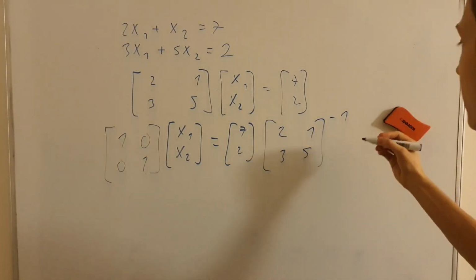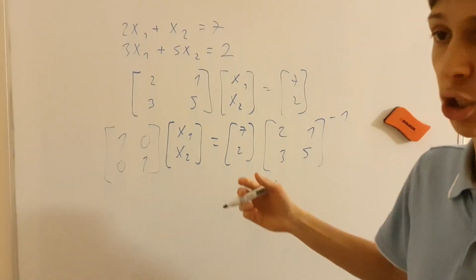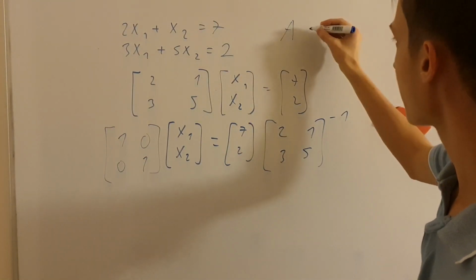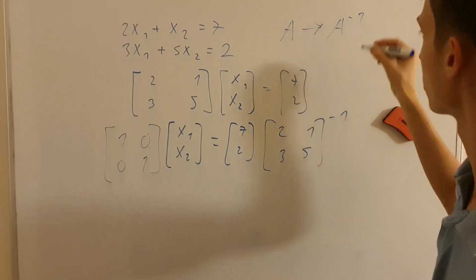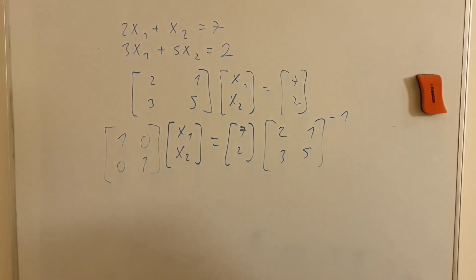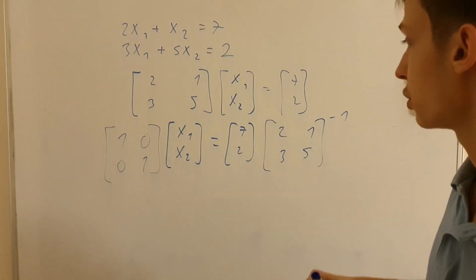Alright, inverse is denoted as to the minus 1. That's the notation for an inverse of a matrix. Of course, if I had matrix A, then the inverse will be A to the minus 1. That would be the notation in general for them. Alright, so this is basically the situation right now.